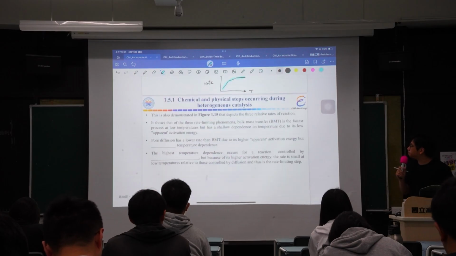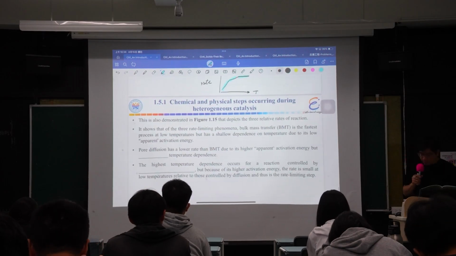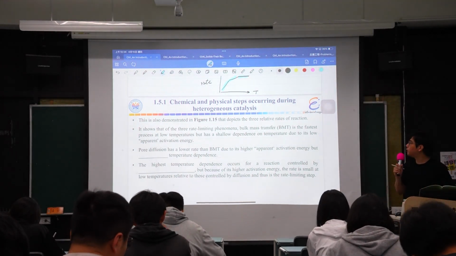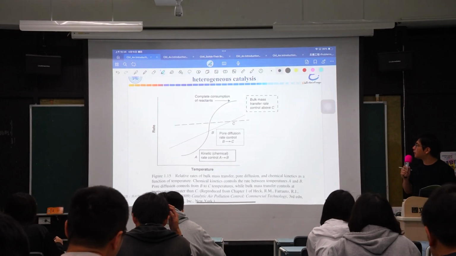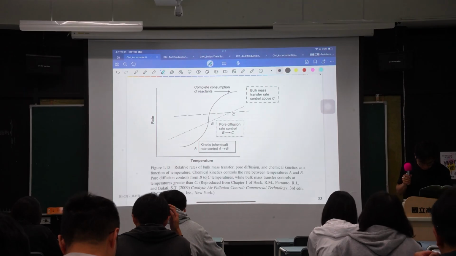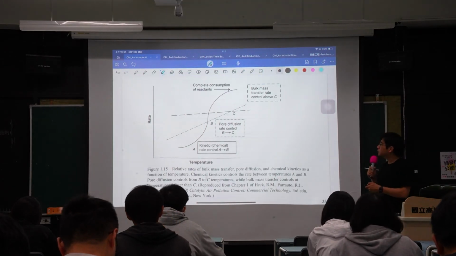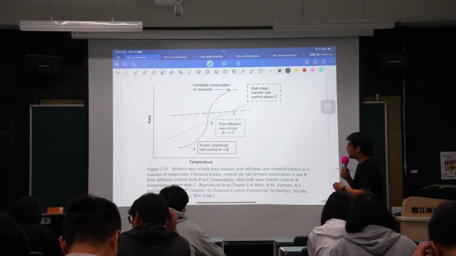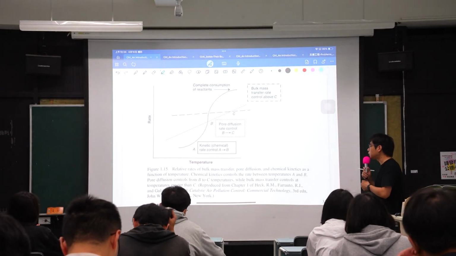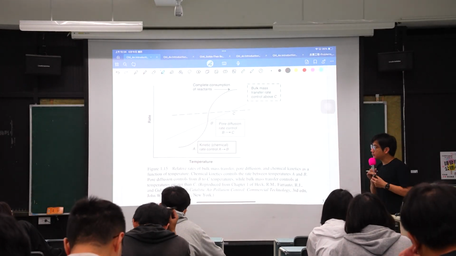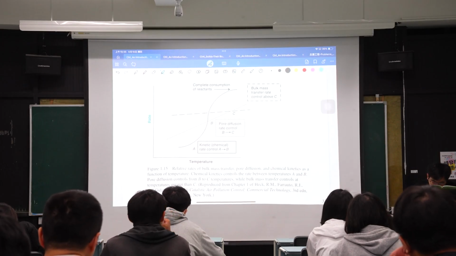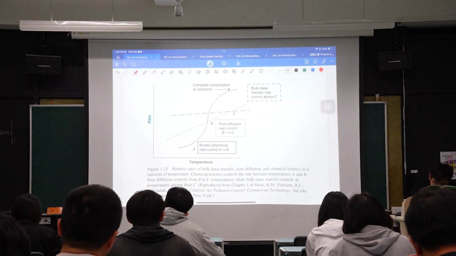Next, this is also demonstrated in figure 1.15 that depicts the three relative rates of reaction. This figure shows you the relative rates of mass transfer, pore diffusion, and chemical kinetics as a function of T. The y-axis is the reaction rate.